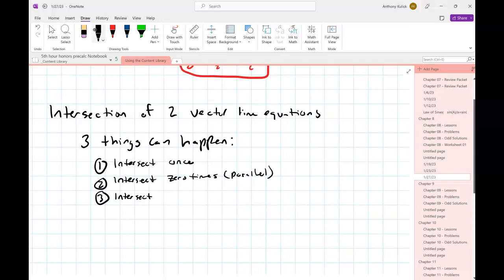They can intersect infinitely many times. That means they're coinciding or they're just the same line, right? Every point on one line intersects with every point on the other line. Do you guys remember this from when you solve systems in Algebra 2, you spend a bit of time talking about these outcomes. So the same thing can happen for our vector line equations. So let's look at an example there.